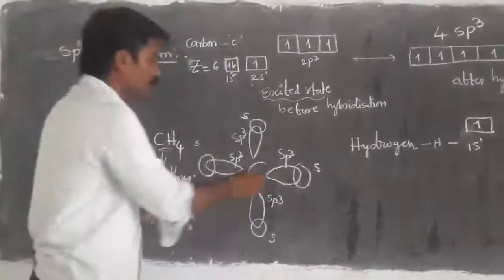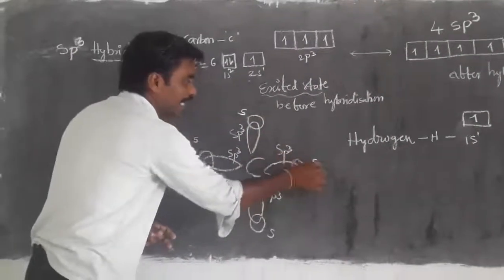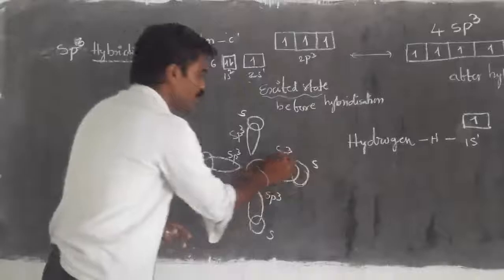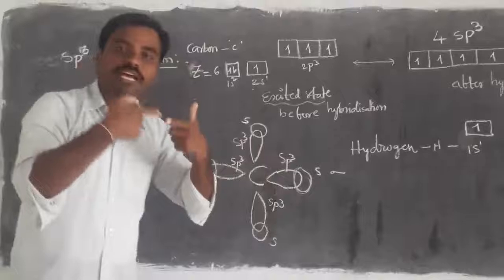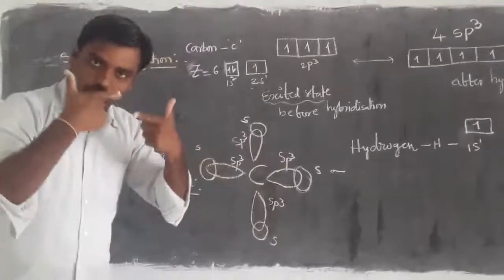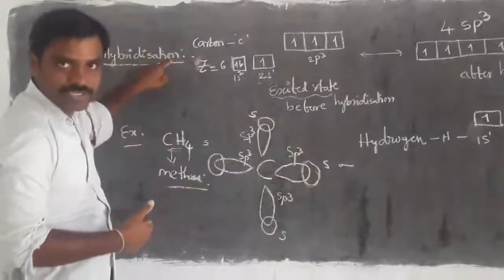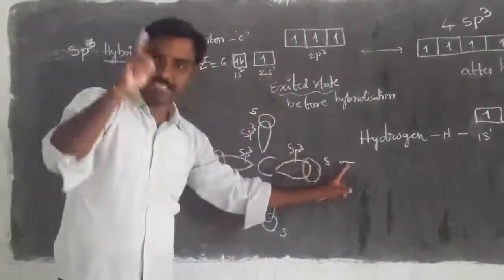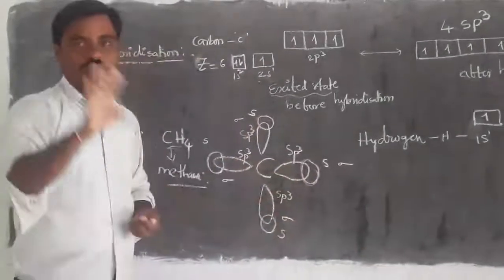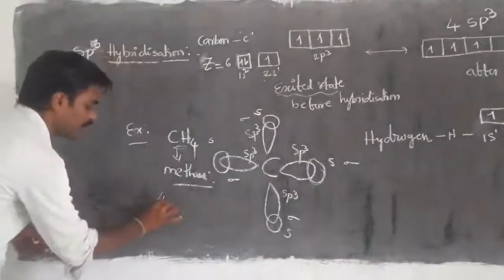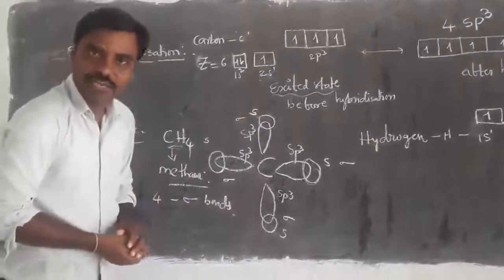Right? This combination, this particular overlapping, we call sp3-s. This is a sigma bond because orbitals are attaching. That attaching we call overlapping. So the overlapping is sp3-s. Once we get the hybridization, the resulting bond is exactly a sigma bond. So how many sigma bonds are there? If you look into this, we have 4 sigma bonds. So methane has 4 sigma bonds. Right, children? Got clarity?